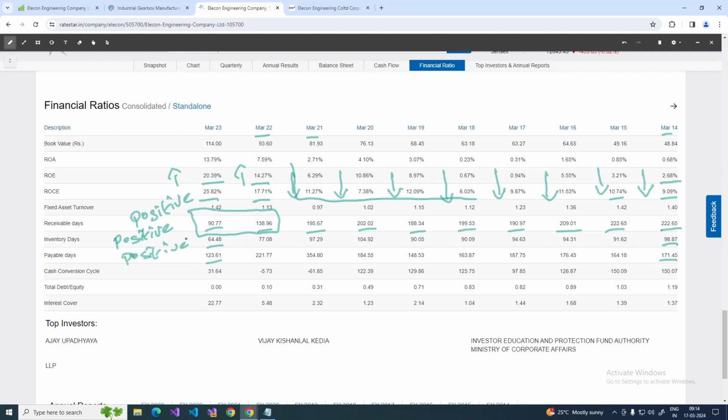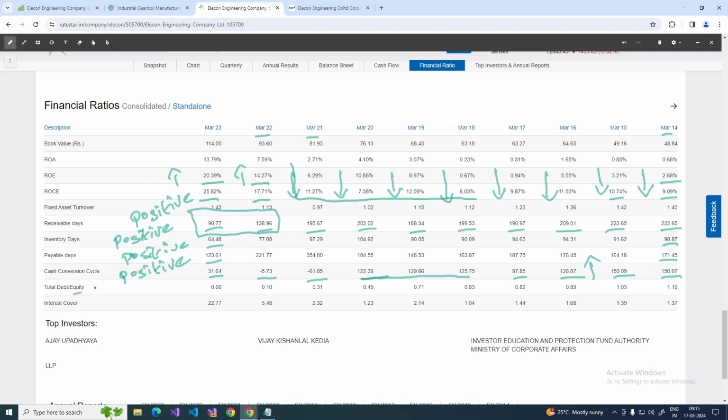Now we'll see cash conversion cycle. In 2014, cash conversion cycle is 150 days, 150 days, 126 days. So in the initial years, cash conversion cycle is high. This is a negative sign. But later they improved to 97 days, then 125, 129, 122. So up to 2020, cash conversion cycle days are high. Later it improved to minus 61 days, minus 5 days, 31 days. In the last 3 years they improved their cash conversion cycle. This is a positive sign.